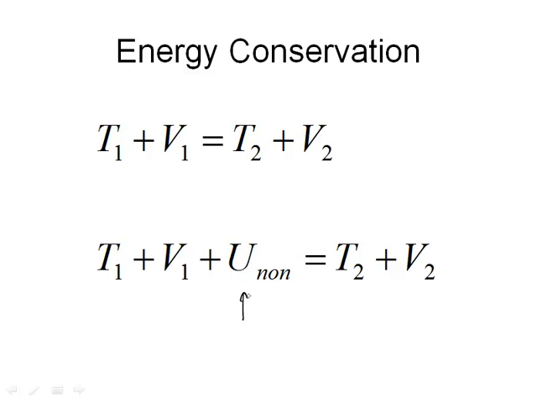And this is really nothing more than the work and energy theorem that said you start off with some kinetic energy, you have some work done, and the potential energy really is the opposite of work being done, and you end up with some kinetic energy, and in this case some potential energy as well. So let's take a look at an example of how to do energy conservation.